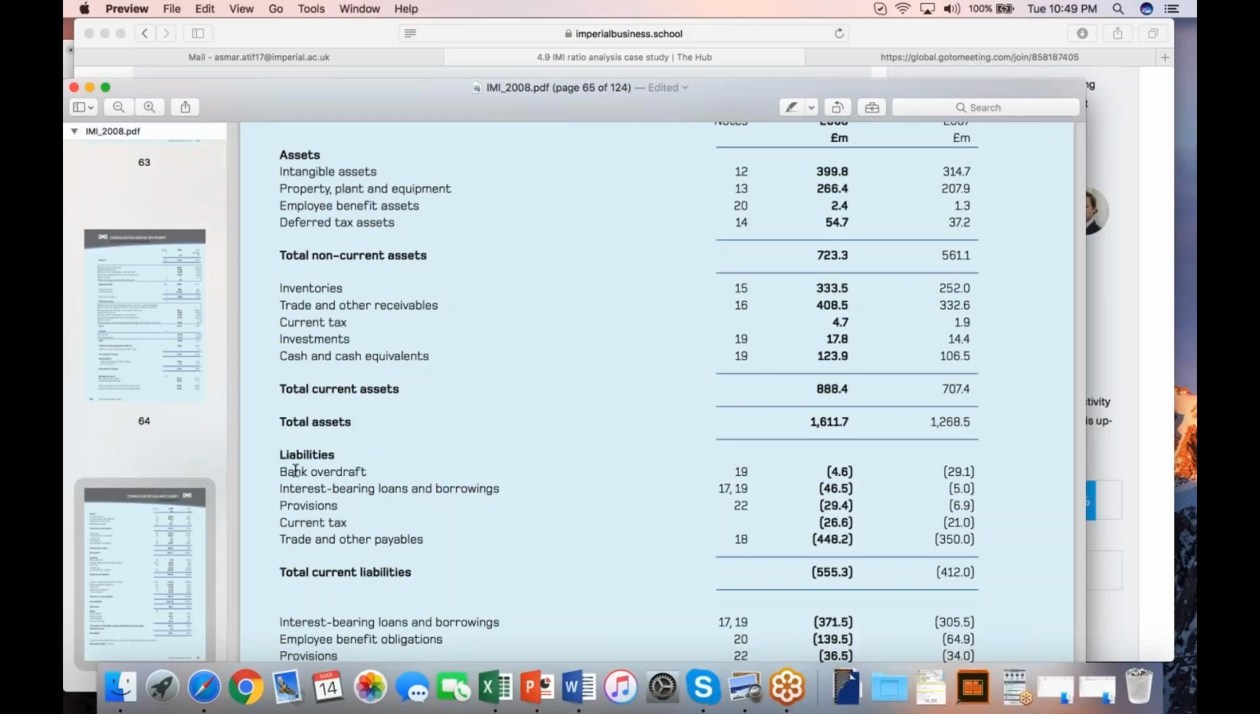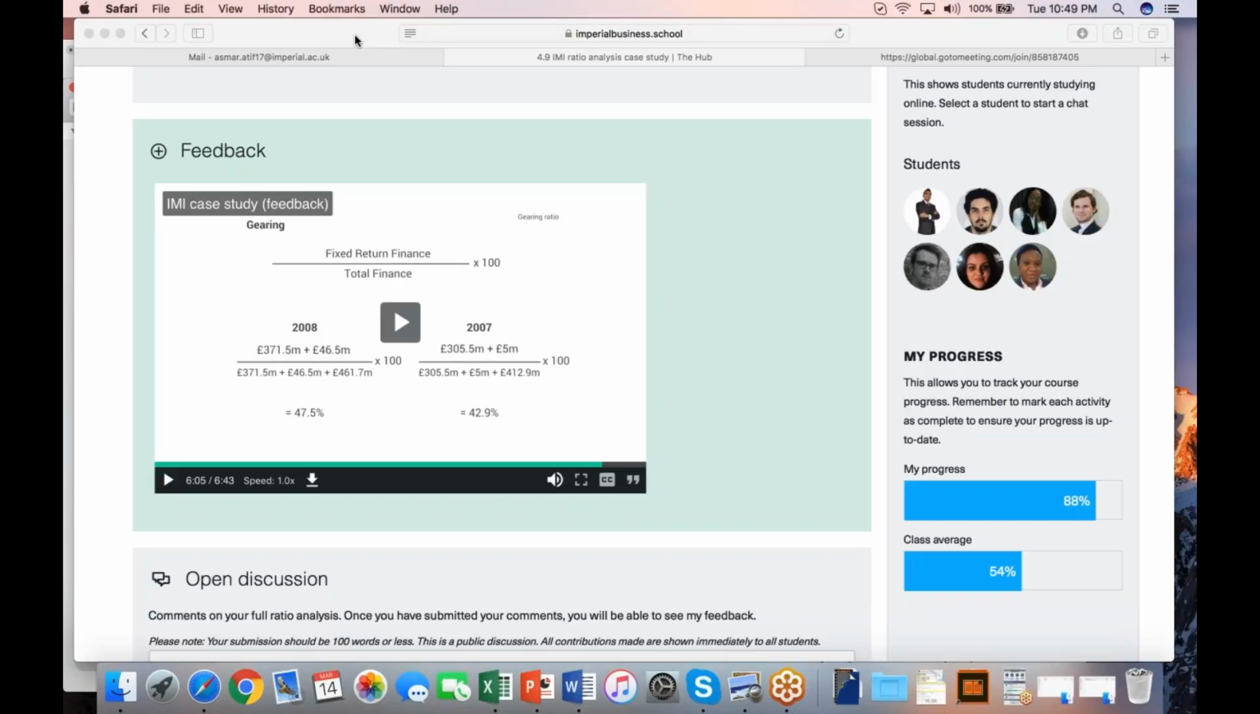And she mentioned that bank overdraft is not borrowing, is not short-term borrowing. Otherwise we would have included bank overdraft. Anyway, so 46.5 we are including as short-term borrowing, which again I would get back to the same screen, 46.5 as short-term borrowing. And long-term borrowing is 371.5.